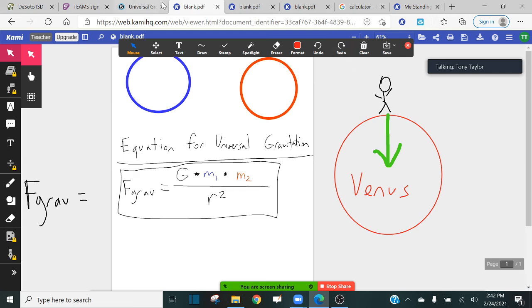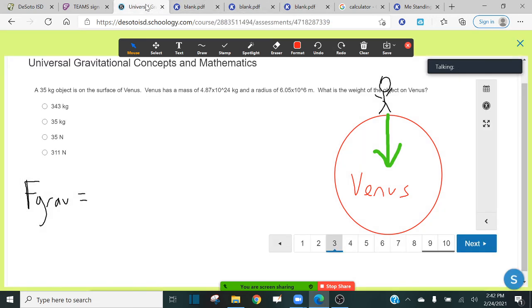Okay, so if I plug everything in, it would be 6.67 times 10 to the negative 11. All of that times the mass of the first object, which is 35. All of that times the mass of the second object, which is 4.87 times 10 to 24.